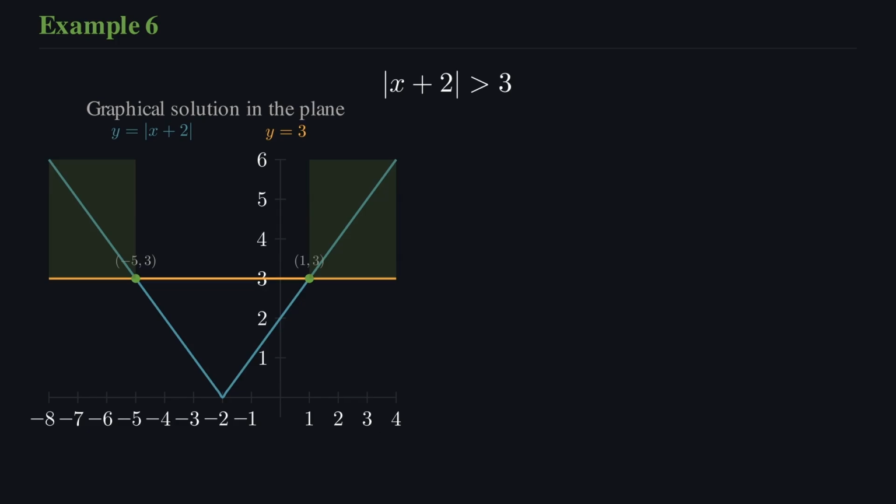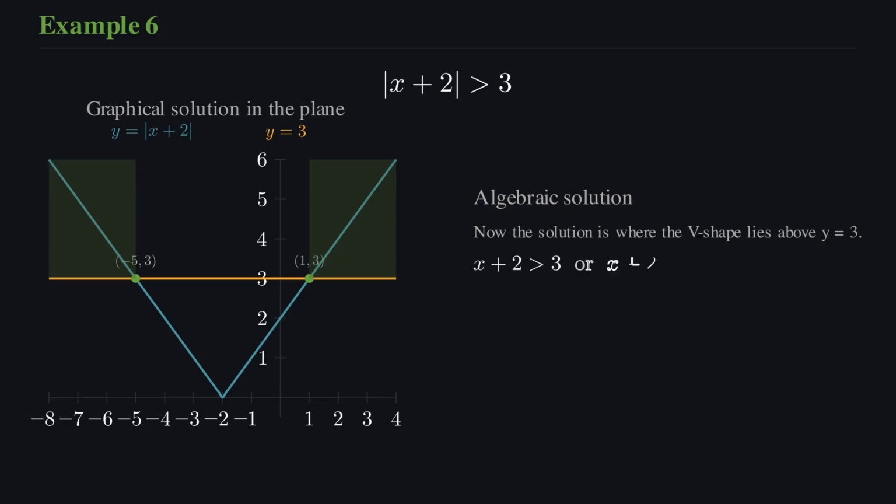On the x-axis, the solution is x less than -5 or x greater than 1. Algebraically, the absolute value of x plus 2 greater than 3 gives two inequalities: x plus 2 greater than 3, or x plus 2 less than -3. From the first, x is greater than 1. From the second, x is less than -5. Again, the algebraic union of intervals matches the two shaded regions on the graph.